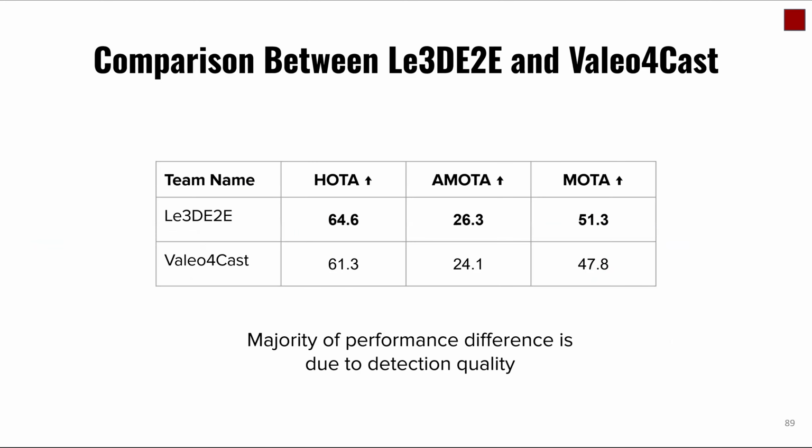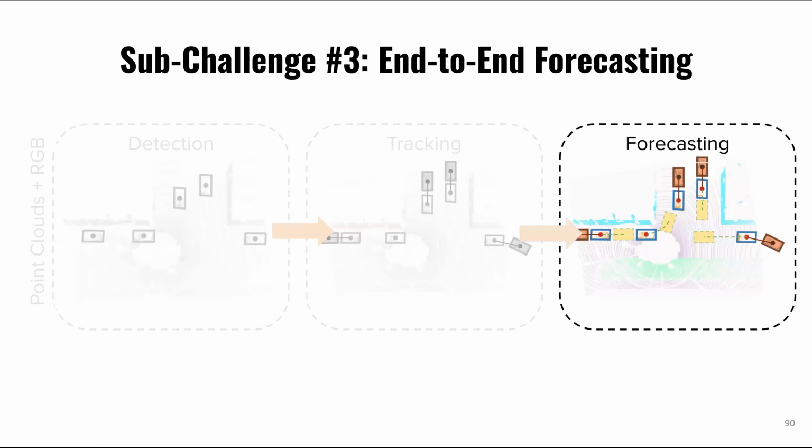We can compare the performance between the first place team, which is LE3D-E2E, and the second place team, Vallejo Forecast. And importantly, both methods here use the same exact tracker. So the performance delta between these two methods is strictly due to differences in detection quality. So I think that's interesting to note here. And that sort of wraps up the tracking side of things.